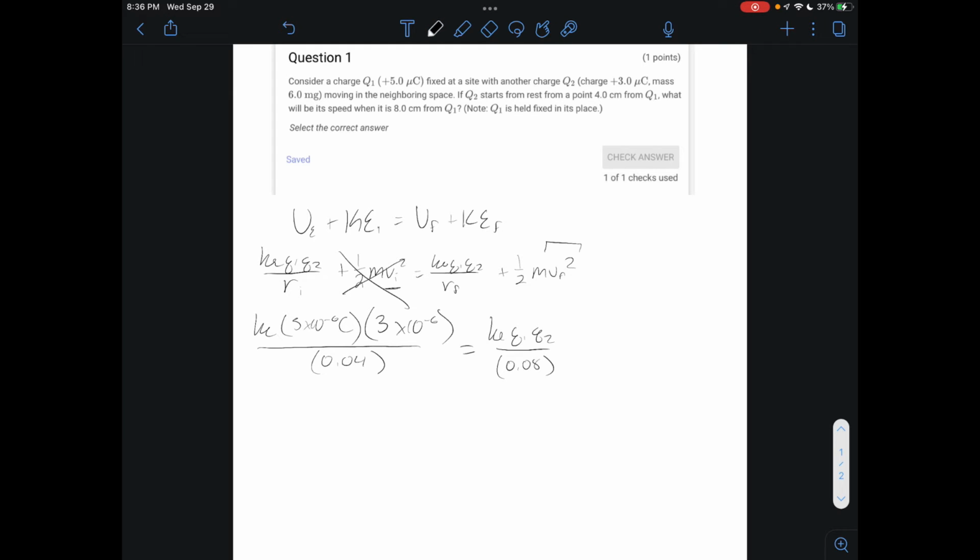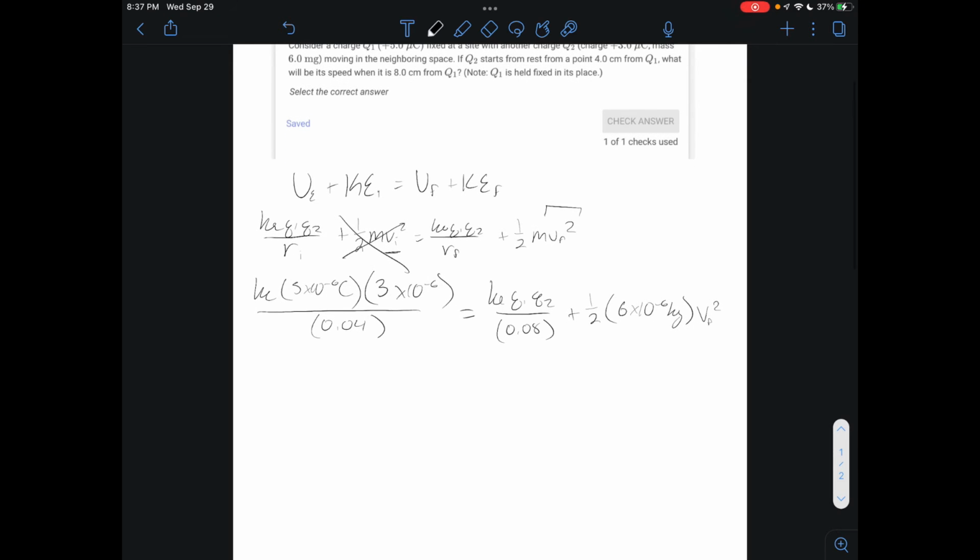0.08 meters, plus this 1/2 times the mass of what the particle is moving, Q2, with a mass of 6 milligrams, which is going to be 6 times 10 to the negative 6 kilograms, because again, we want to keep this in consistent units, and that's going to be times this v final squared, which is again what we're solving for.